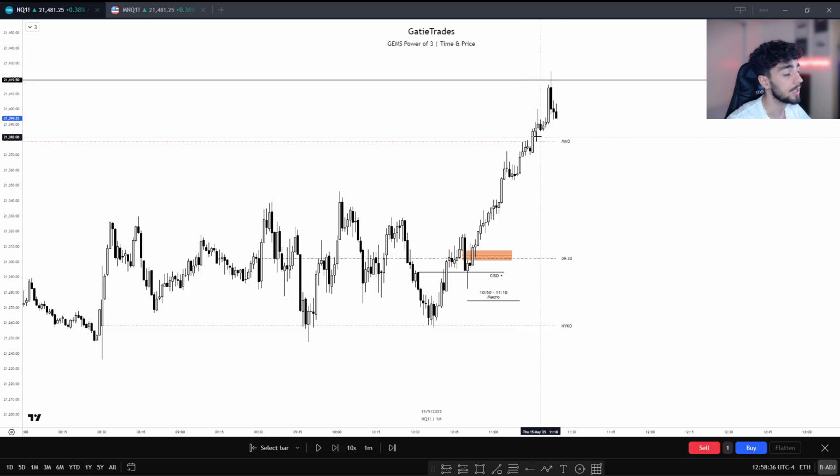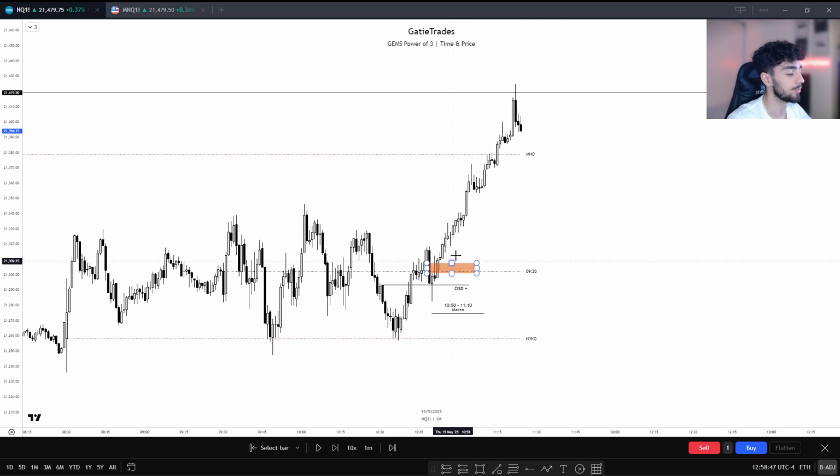More importantly for me, midnight opening price, because what's midnight opening price in this case? Premium. Buy programs deliver price from discount to premium. This is a clear buy program. There's no way anyone can say this is anything else. It does not make sense.